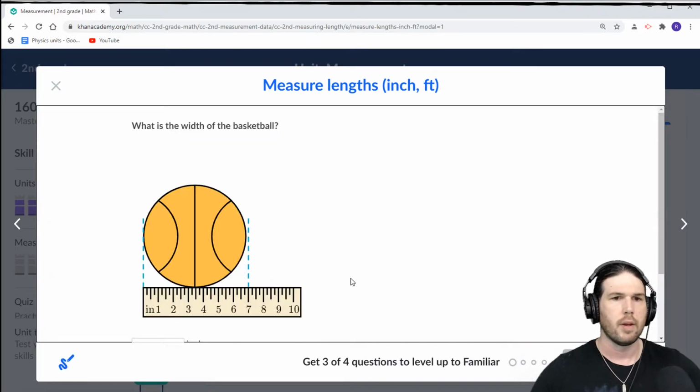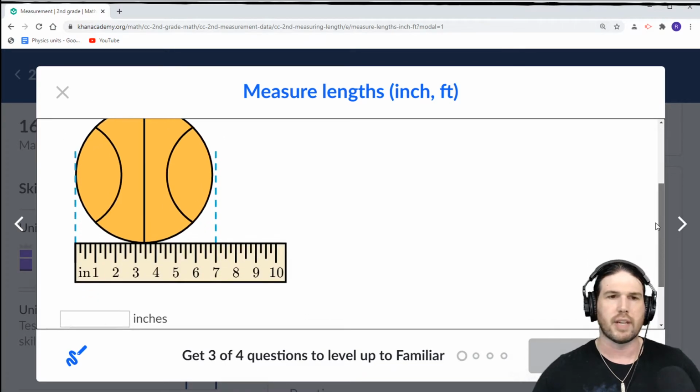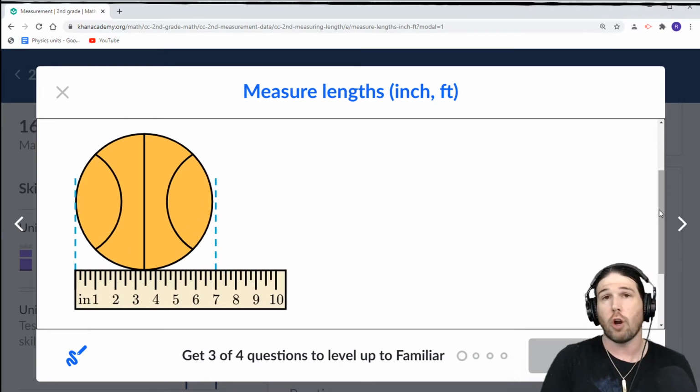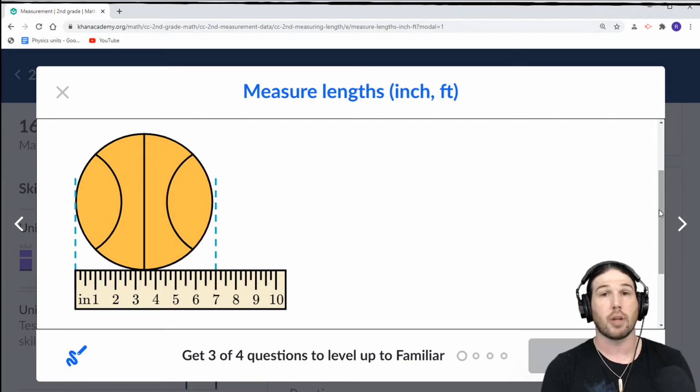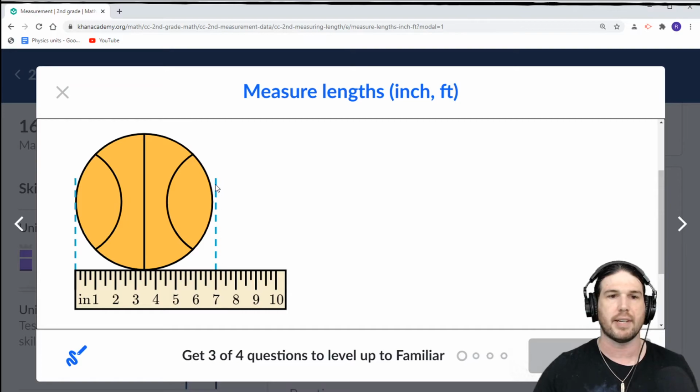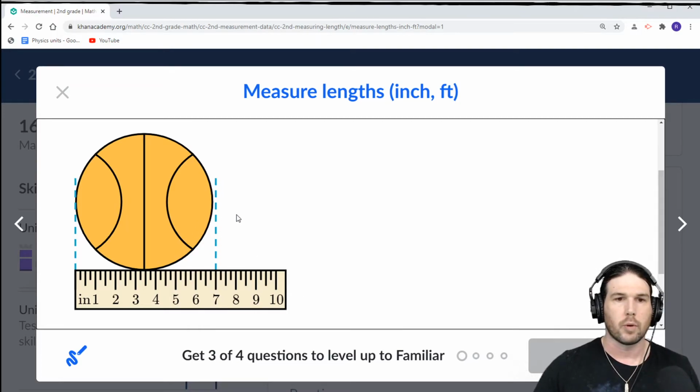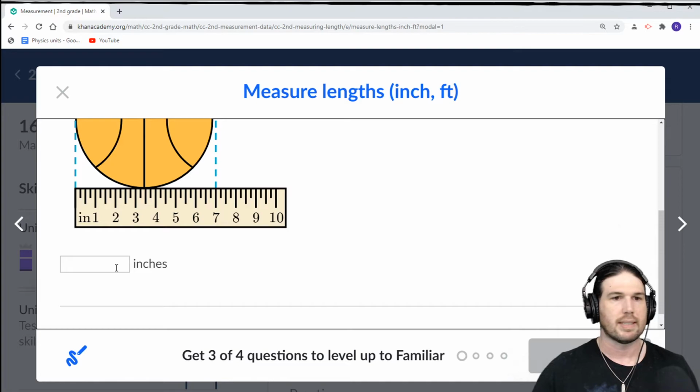Let's go. What is the width of this basketball? So this is a really cool sort of demonstration, though again, I strongly recommend having students measure things in the real world as opposed to looking at a presented ball and ruler scenario like we've got here. Get them measuring things on their own. But in this case, because the ball starts at the 0-inch line and ends at roughly the 7-inch line, we're going to say that it is 7 inches.